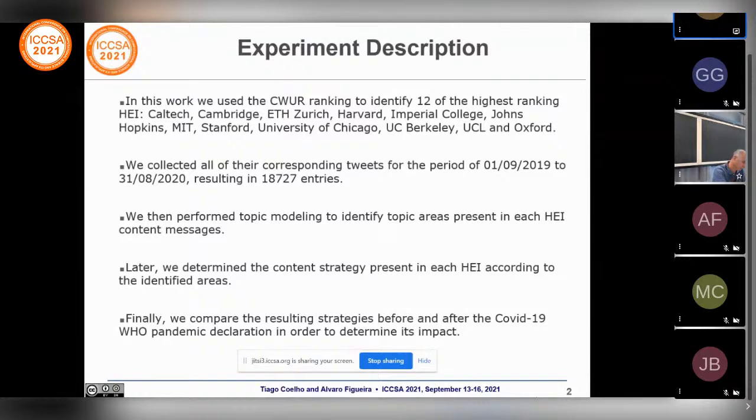Therefore, in this paper, we study the impact of the COVID-19 pandemic on higher education institutions' Twitter content strategy. We do so by first identifying 12 of the highest ranking institutions based on the CWR ranking, collecting their corresponding tweets for the study time period, the 2019-2020 academic year. And then, with the help of unsupervised machine learning methods, we identify the topic areas present in each HEI's content message. After that, we characterize the respective strategies and analyze the strategies obtained in periods before and after the COVID-19 pandemic.